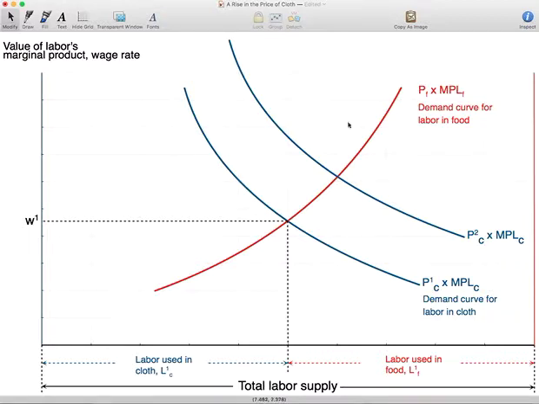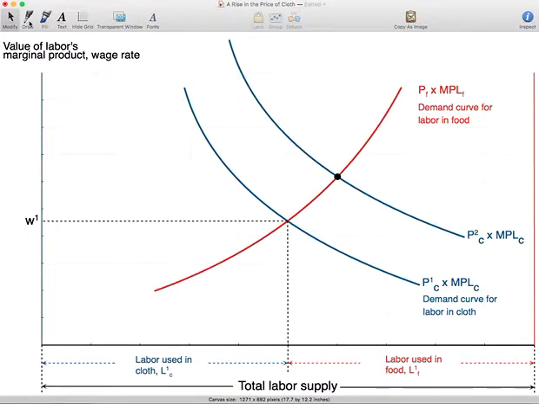So now we are going to have a new equilibrium. It's going to be where the new demand for cloth intersects the original demand for food production. So let me actually make that dot a little bit bigger so it's easier for everybody to see. Make it the same size. That is going to be the new equilibrium point. It's going to be where the new demand for cloth is equivalent to the demand for food production.